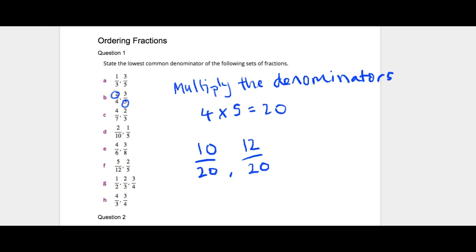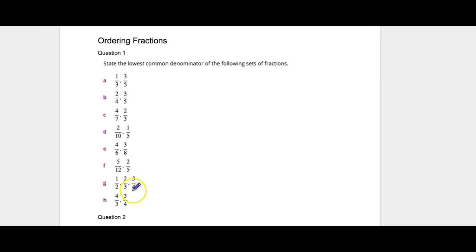Let's do one more. Okay, so we'll do G because we've got 3 there. Now we've got 2, 3, and 4. Now, again, we're finding the lowest common denominator, but you can also just find a common denominator. You can multiply them all together to get a common denominator, but I'm just going to multiply the 3 and the 4. Okay, so 3 times 4, which gives you 12. So in doing that, I know 3 is a factor and so is 4 of 12.